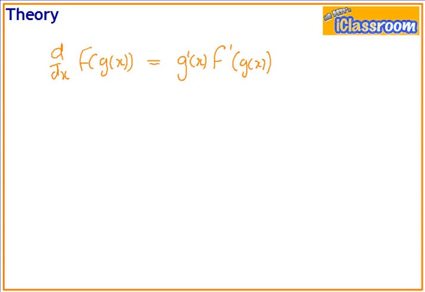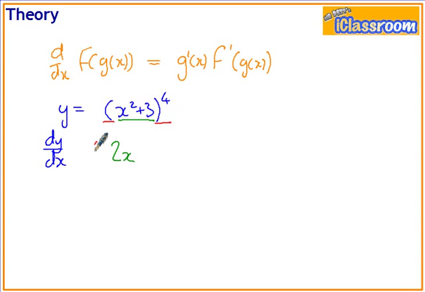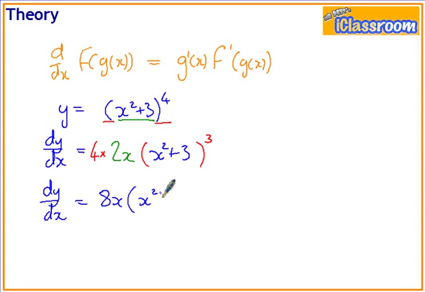Let's look at this in context. If I had, let's say, y is equal to x squared plus 3 all to the power of 4. If I differentiate that, I'm going to start off by differentiating the inside function, which is going to give me 2x. Then I'm going to differentiate the outer function, which is going to be 4 to the front and reduce the power, and back in with my original function. And there I have my final answer, dy/dx is equal to 8x, x squared plus 3 all cubed.